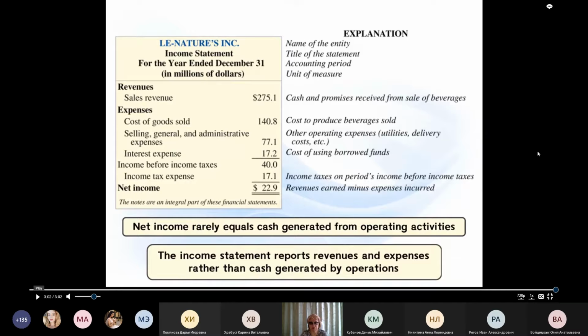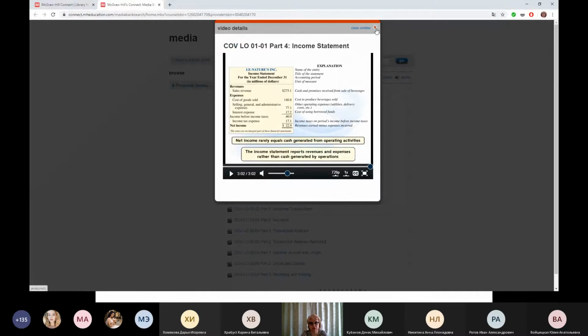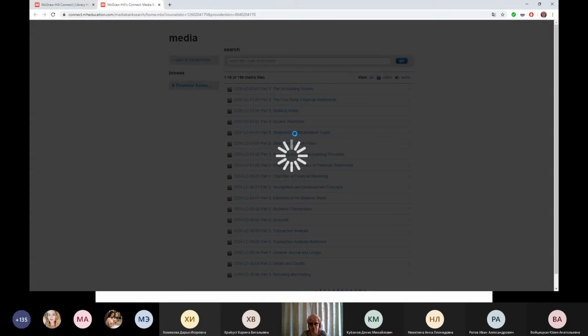Okay, very important moment about the explanation of net income. Net income rarely equals cash generated from operating activities. So in the next topics we will discuss once again what it means and how to treat net income in the income statement. Statement of stockholders' equity.